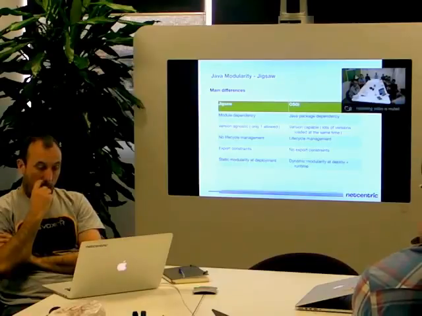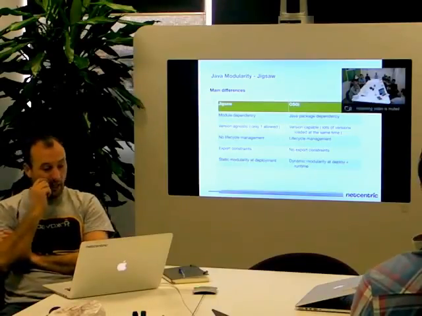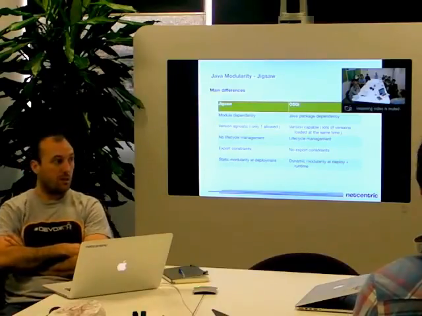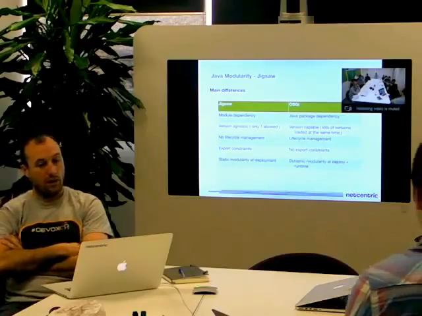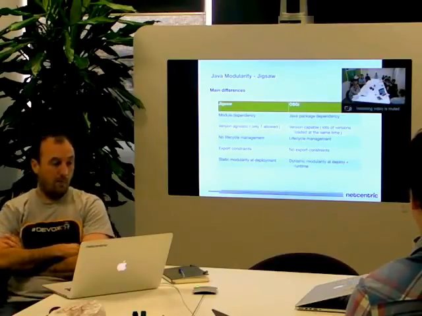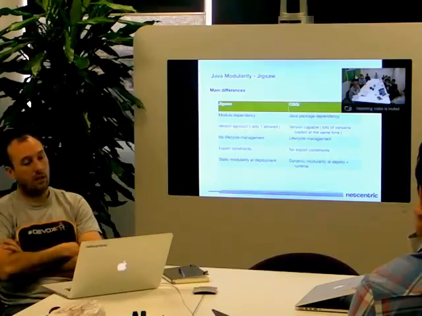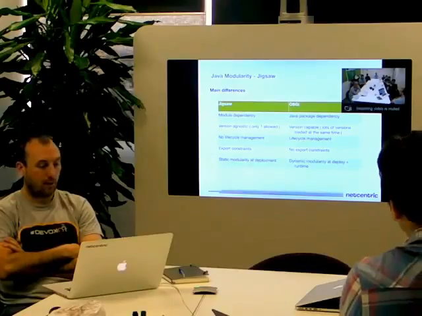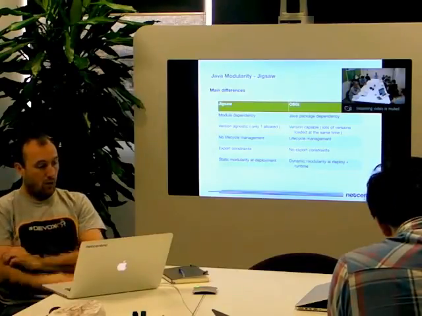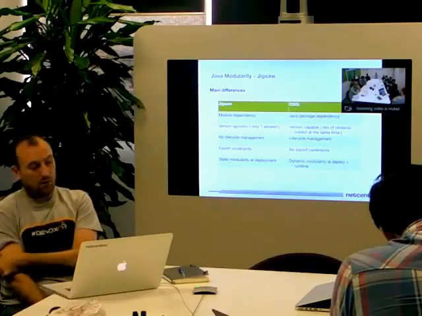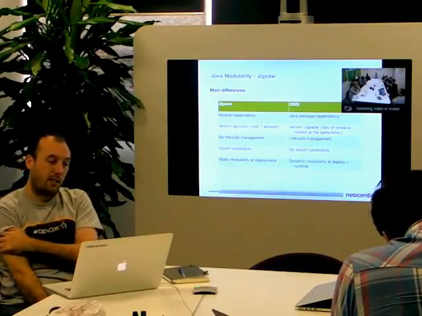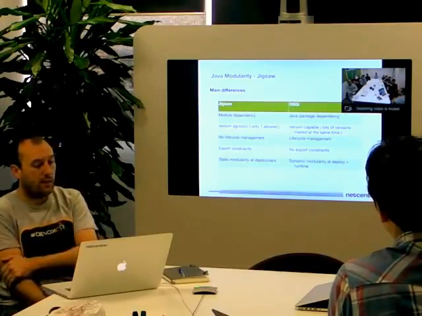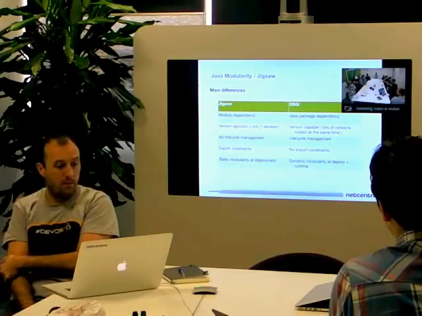OSGi doesn't have constraints for exporting packages. So whenever you export a package, it's exported for everyone. But Jigsaw covers that, and you can filter who can read your exported package. And also, Jigsaw is defined as covering static modularity at deployment. And in OSGi, you can have dynamic modularity at deploy time and also at runtime.